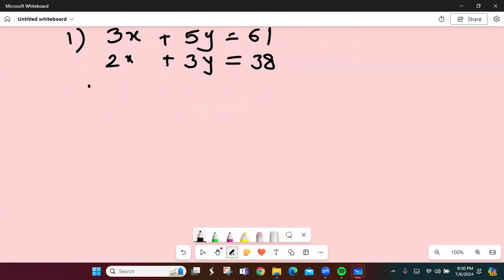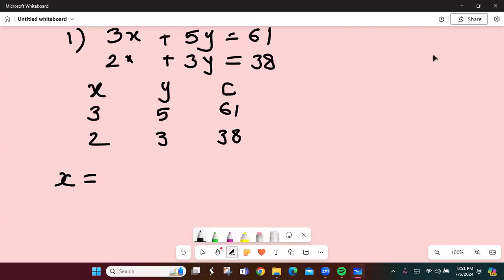What I'll do is I'll make three columns here: x, y, and constant. See that the constants in the equation should be on the right hand side. So in x column, I'll write the coefficients of x. So 3, 2. In y column, I'll write the coefficients of y, 5 and 3. And in constant column, I'll write the constants. Those are on the right hand side, 61 and 38.